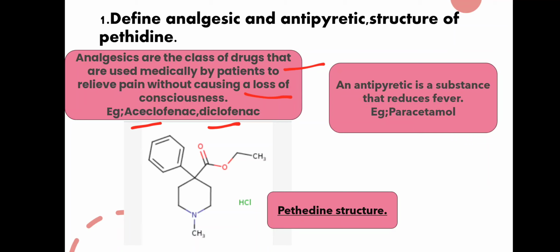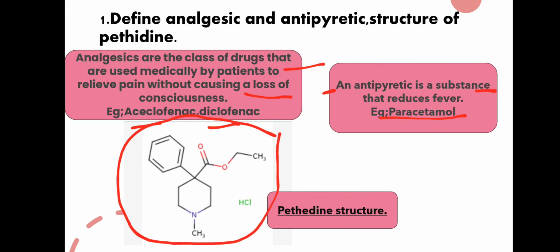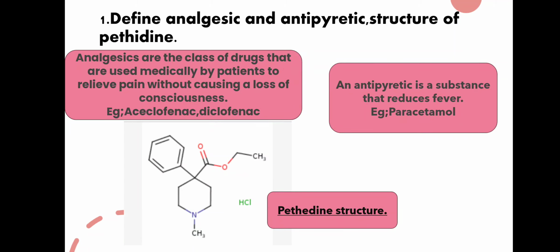Then antipyretic, it is a substance that reduces fever. Okay, you can write substance or you can write medicine or drug. Example is paracetamol. Now they have asked the structure of pethidine. See, this one is the structure of pethidine. You have to practice once or twice, then you will be perfect here.